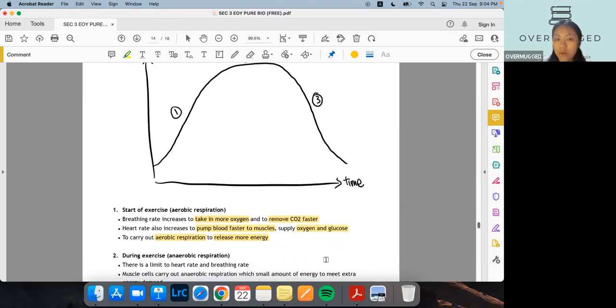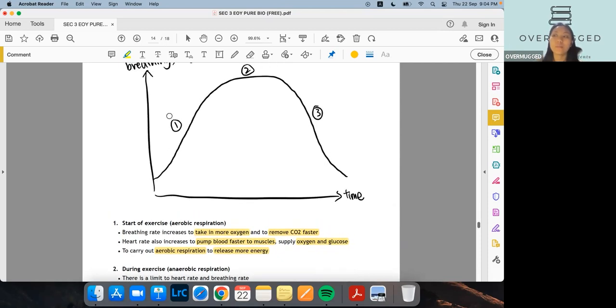Okay, so breathing rate is about how much oxygen you are getting and how much CO2 you are getting out. Heart rate is pumping blood to the muscle. I guess if you are taller, then your heart needs to pump harder and faster because there's a lot more distance for the blood to flow to make sure oxygen and glucose are supplied to every part. Okay, so this is the start of exercise. Maybe the first two rounds, depending on how fit you are, that's how you will feel.